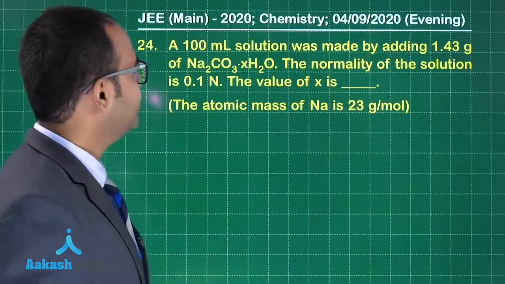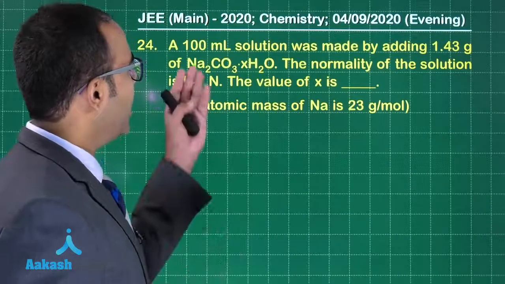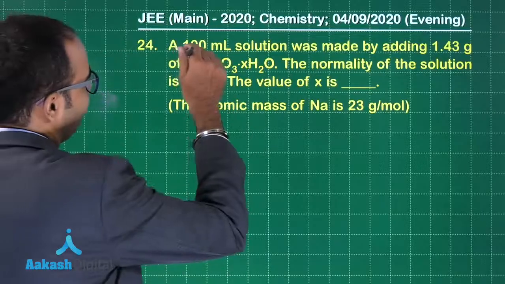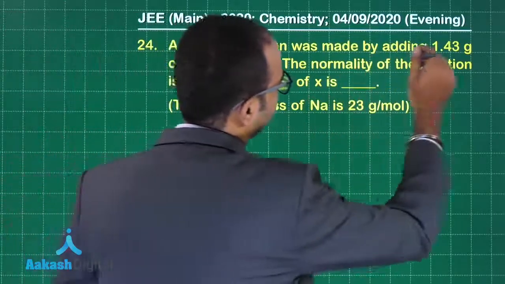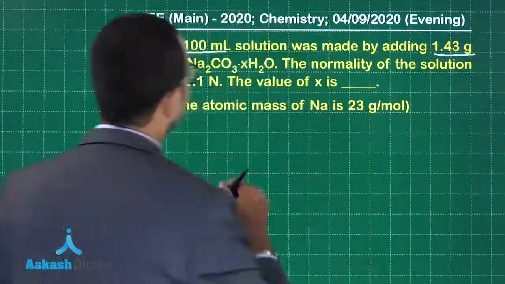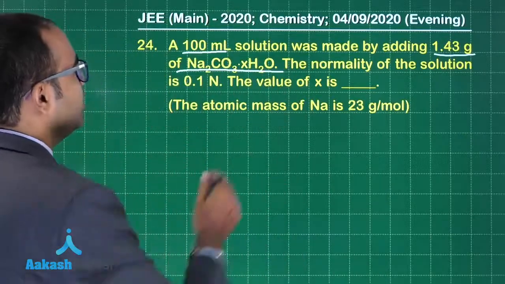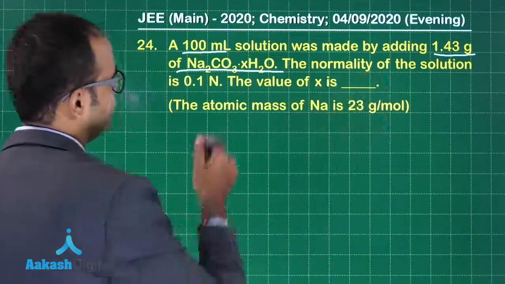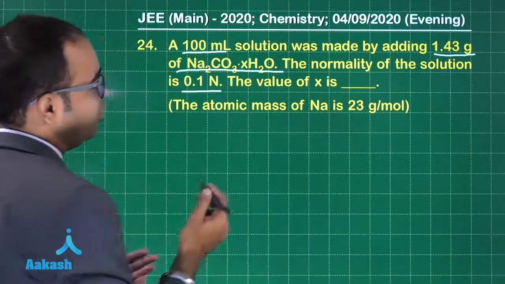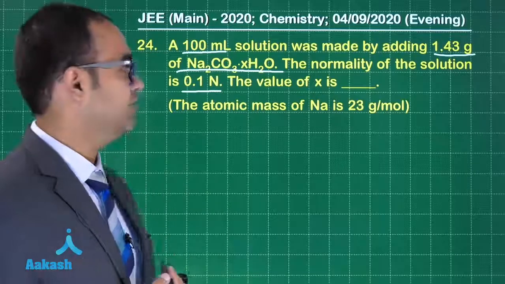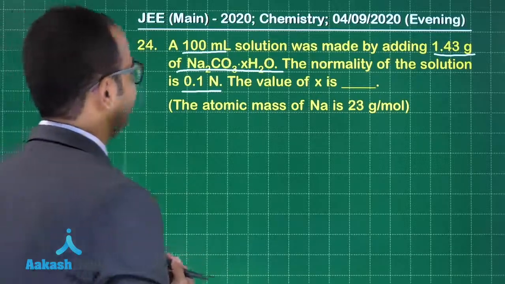Question number 24. A 100 ml solution was made by adding 1.43 grams of sodium carbonate .xH2O. The normality of the solution is 0.1. Find the value of x. We have to find the molecules of water of crystallization over here. So let's see how we'll go about it.